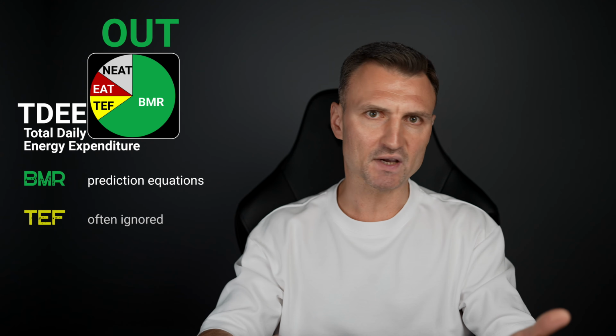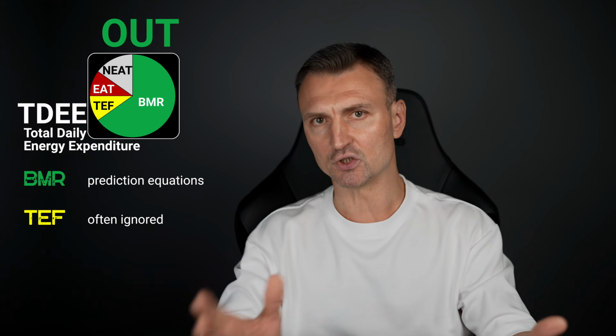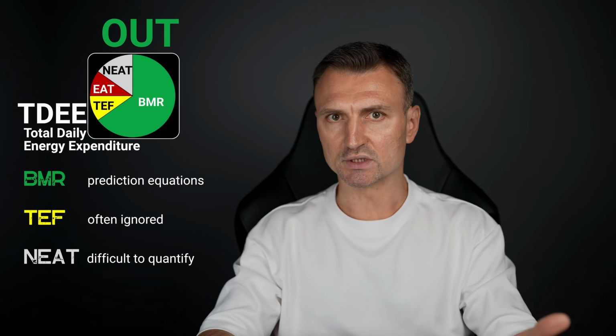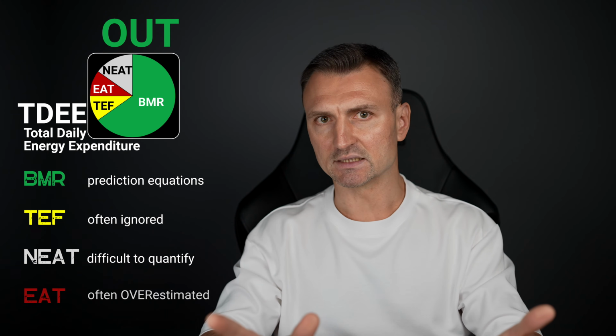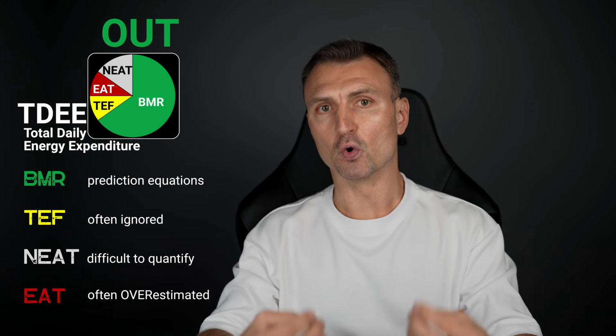Our calories in come from food and caloric beverages, and quantifying them is relatively simple. We just weigh our food, put this information in the calorie tracker, we're good. And our total daily energy expenditure, or calories out, is formed by basal metabolic rate, BMR, which we estimate with prediction equations, thermic effect of food, which we oftentimes ignore, subconscious and conscious NEAT, which is difficult to objectively quantify, and exercise expenditure, which is oftentimes overestimated.